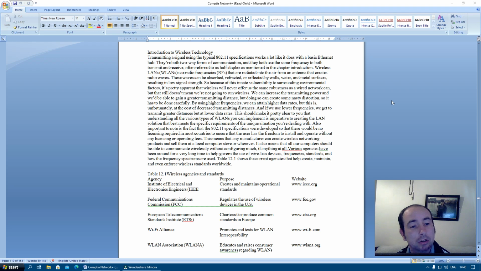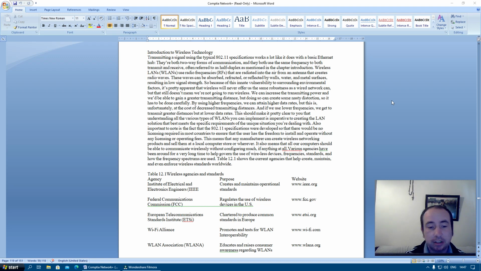Also important to note is the fact that the 802.11 specifications were developed so that there would be no licensing required in most countries, to ensure that the user has the freedom to install and operate without any licensing or operating fees. This means that any manufacturer can create wireless networking products and sell them at a local computer store or whatever. It also means that all our computers should be able to communicate wirelessly without configuring much, if anything at all.